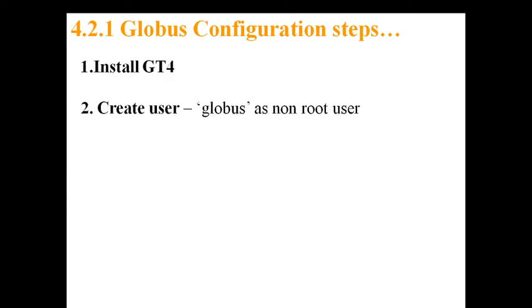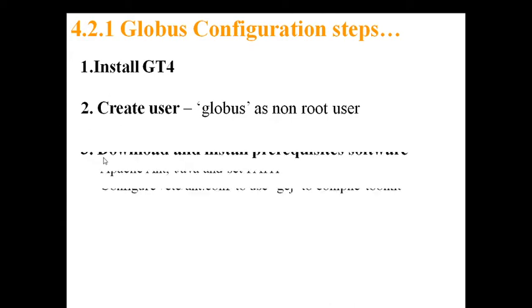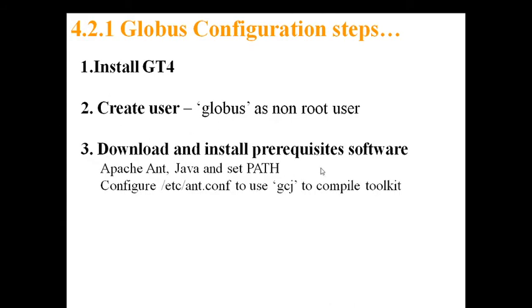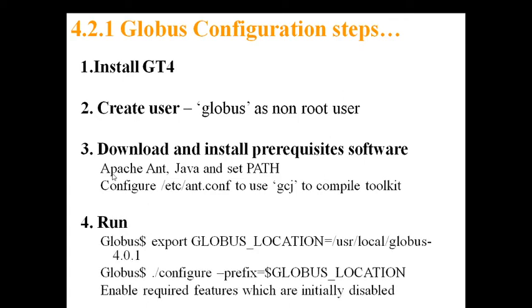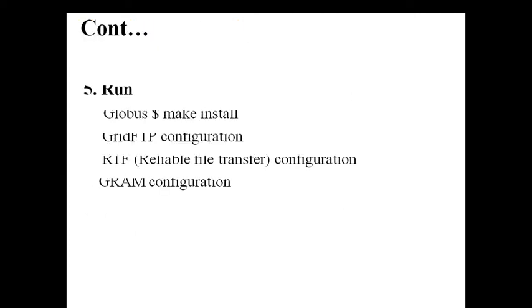Okay, so these are the Globus configuration steps. Here we have steps. For example, initially we have to install our GT4 architecture software or tool. We have to create the logins, and we have to install the minimum prerequisite software, for example Java, Apache. Okay. After that, we have to run a command called export Globus location, where the software has been installed in our computer. We have to get that location, and we have to use a command called configure, so it can configure your computer to support different types of services.